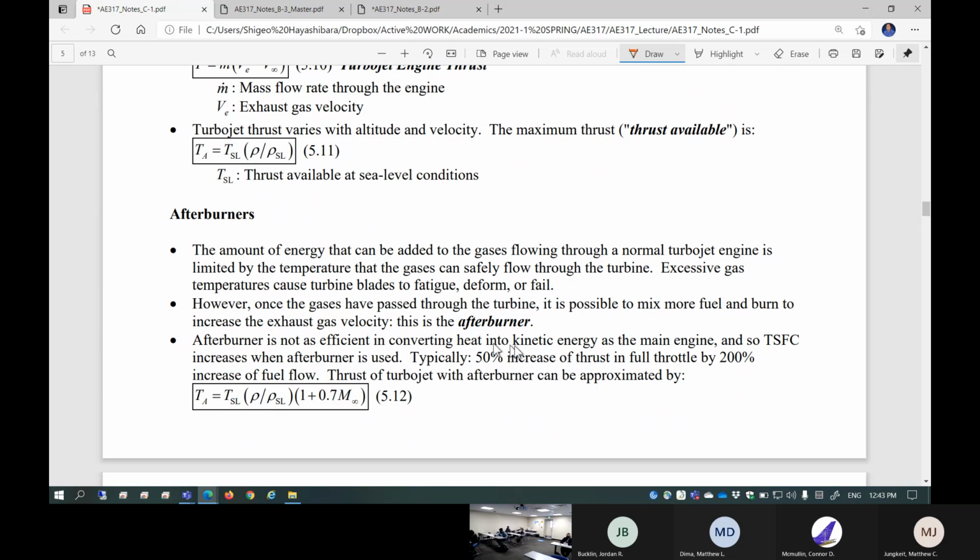Okay, so afterburner comes with an increased amount of TSFC, typically a 50% increase of thrust at full throttle for a 200% increase of fuel flow. Of course, it depends on the different types of engines. So when you pick a turbojet or turbofan and integrate it within your design process, you need to come up with a catalog spec at least. Catalog spec usually gives you the sea level value, which you're going to modify with the density of air.